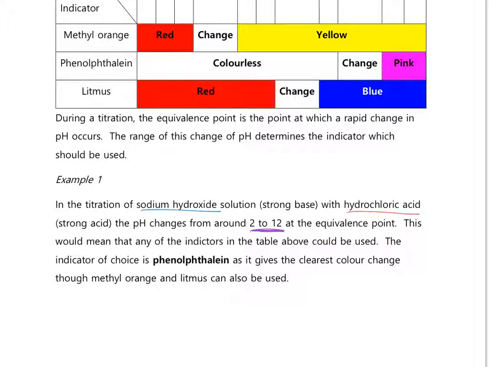So what indicators could we use? All of them. Why is that, Oisín? Because they all change colour in the middle of the equivalence point. But phenolphthalein is most commonly used for that, because it gives the clearest colour change. Okay.